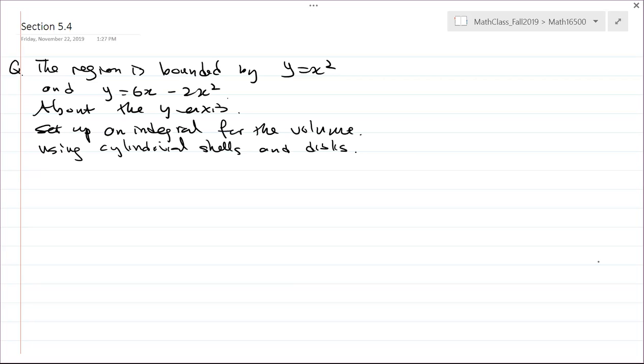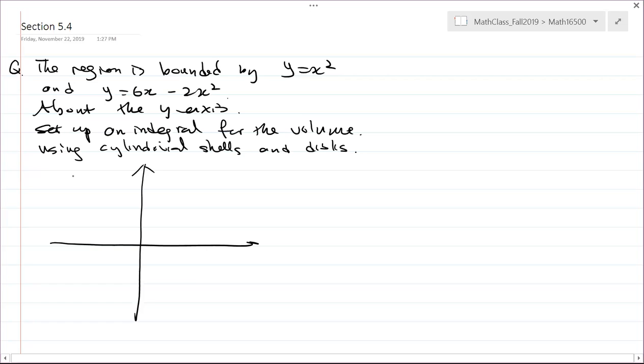So let's draw the graph first. You have to draw the graph. This is part of the solution. Right. So you have this is a parabola, right? Y equals x squared. Here's another parabola, right? Opens downward. This is 3. Here's 0.